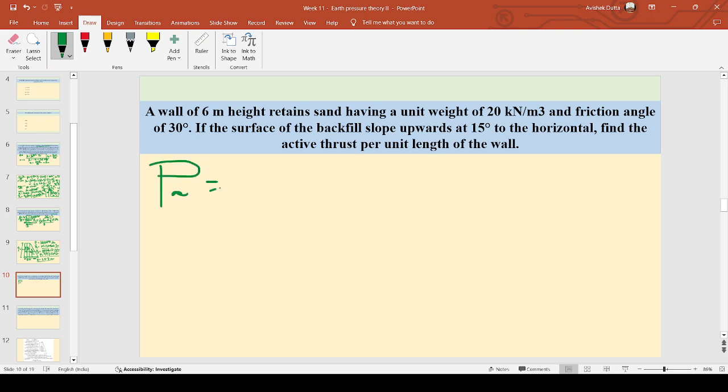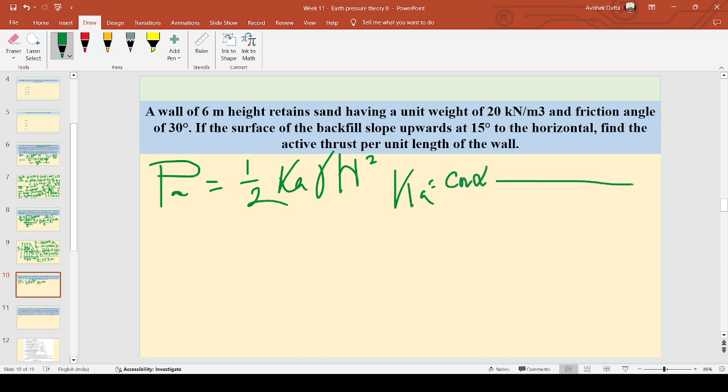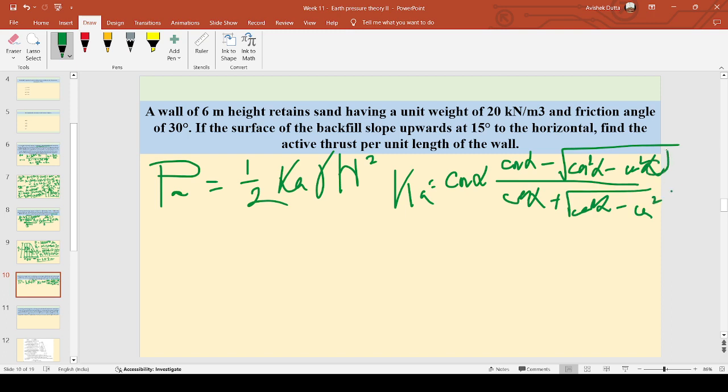between the pressure and the force. The force is equal to half Ka gamma h square, and here I need to find out the value of Ka. What is the formula for Ka, Abdul? Ka equals cos alpha into cos alpha minus square root of cos square alpha minus cos square phi, divided by cos alpha plus square root of cos square alpha minus cos square phi. Alpha is 15 degrees, phi is 30 degrees.